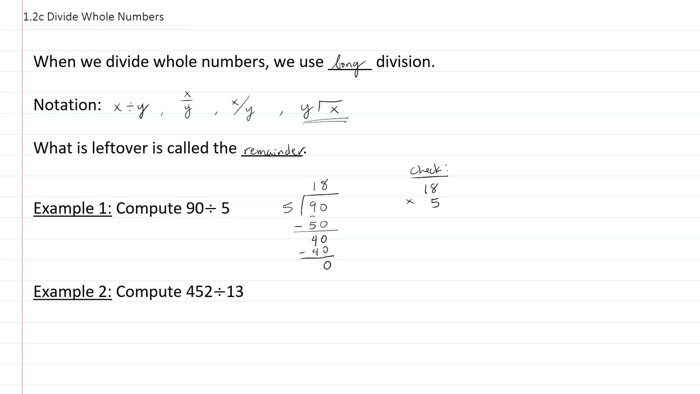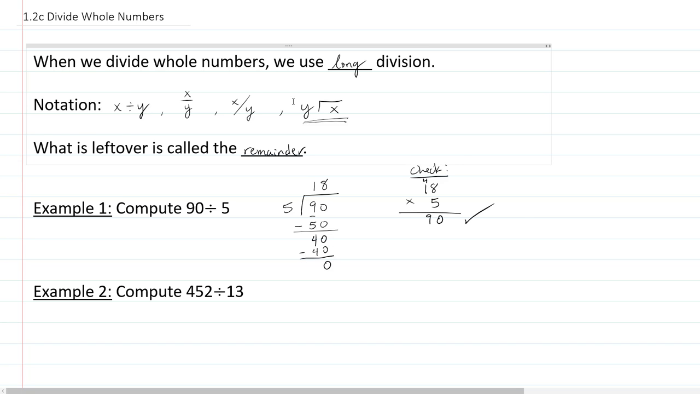18 times 5. 8 times 5 is 40, write 0. Carry the 4 up here. So 5 times 1 is 5, plus 4 is 9. So 18 times 5 is 90, which is the same as 90 divided by 5 is 18. So we're good.